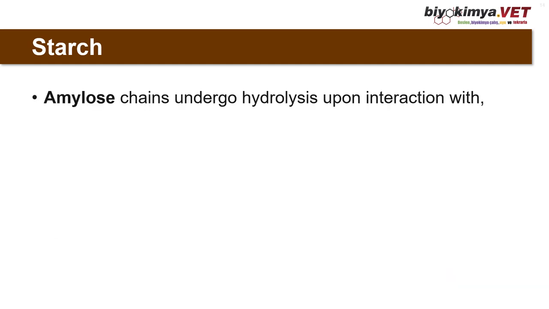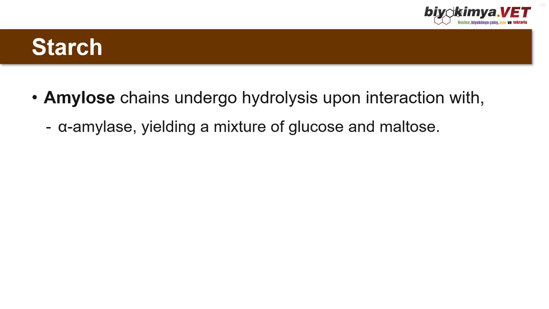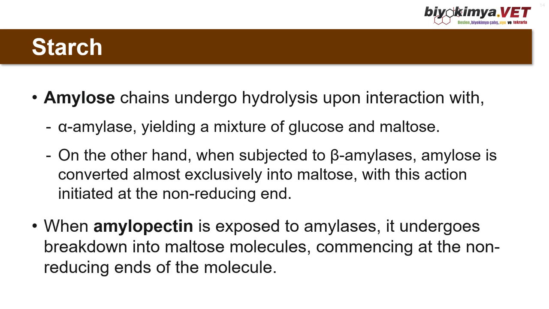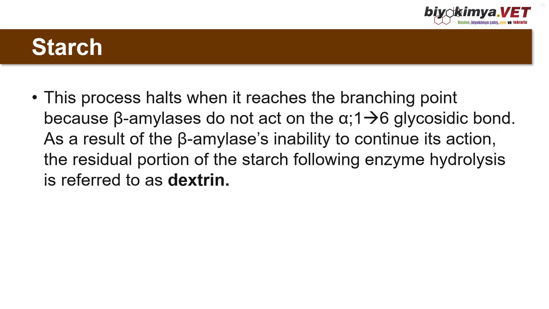Amylose chains undergo hydrolysis upon interaction with alpha amylase, yielding a mixture of glucose and maltose. On the other hand, when subjected to beta amylase, amylose is converted almost exclusively into maltose, with this action initiated at the non-reducing end. When amylopectin is exposed to amylases, it undergoes breakdown into maltose molecules, commencing at the non-reducing ends of molecules. This process halts when it reaches the branching point because beta amylases do not act on the alpha-1,6 glycosidic bond. And this is also the same for alpha amylase.